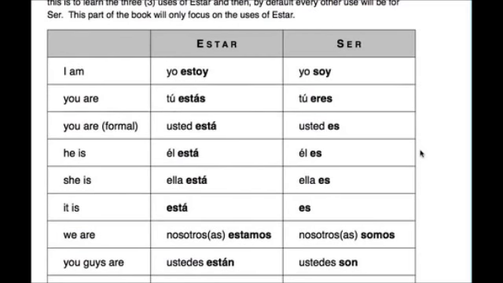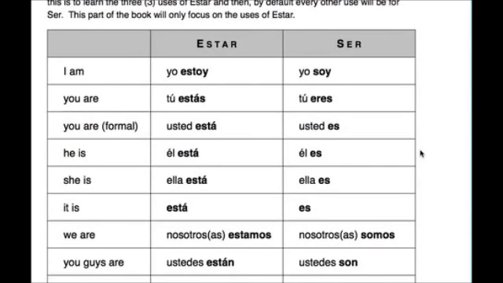Where is Pedro? ¿Cómo dice where is Pedro? ¿Dónde está Pedro? Right? Which verb are we using? Estar or ser? Estar. We're using estar. ¿Cómo se dice where is the party? ¿Dónde es la fiesta? Which verb are we using? Estar or ser? Ser.